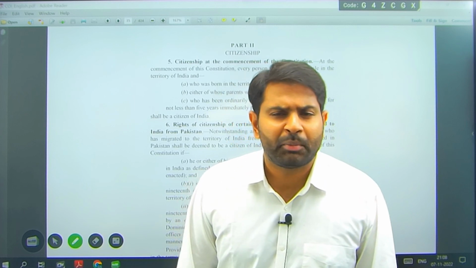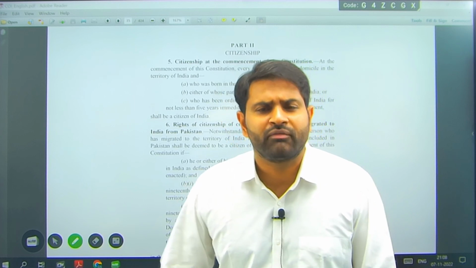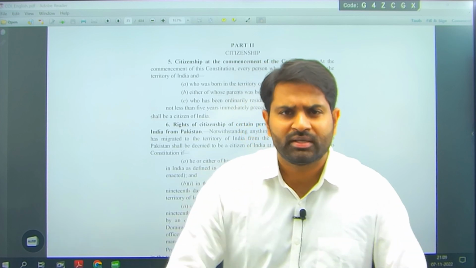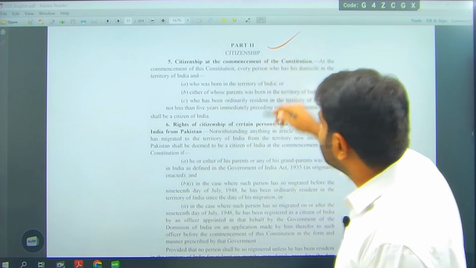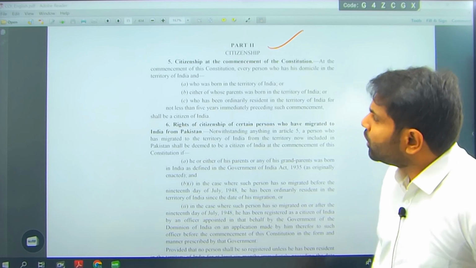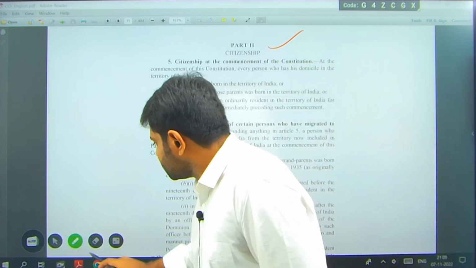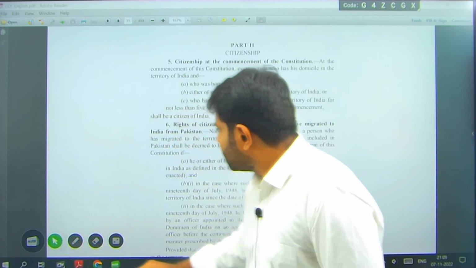One is talking about the name and union territory, second one is talking about admission of new states, how to create new states, and 4 is talking about Parliament's power to make states. Next one, citizenship. Part 2 is talking about citizenship. In Part 2 we have one important article.